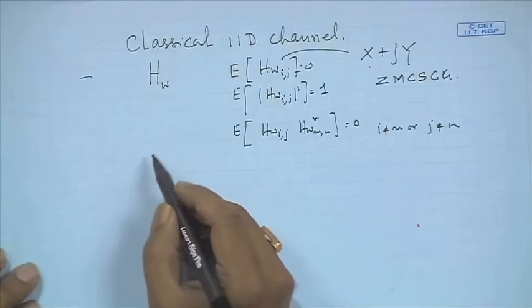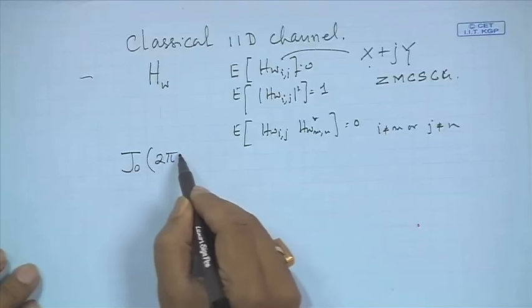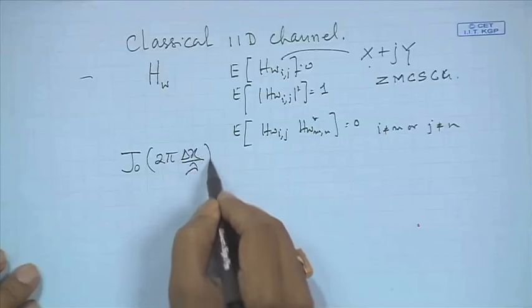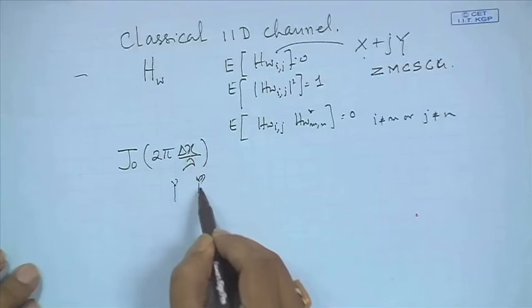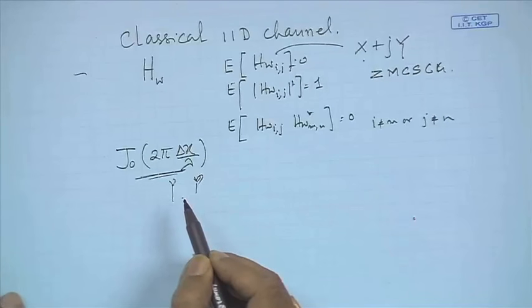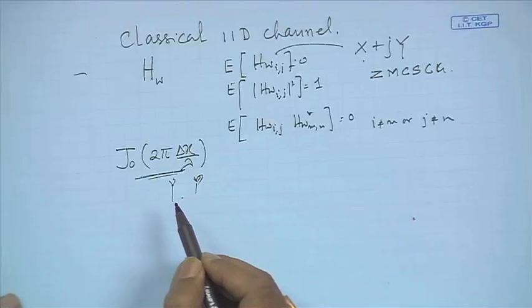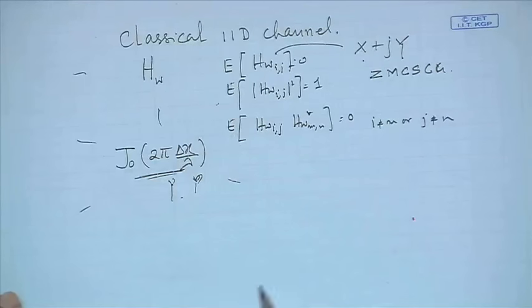The first kind of spatial correlation we studied was with J0 of 2 pi delta x by lambda, which basically shows that if the two antennas are separated by a certain distance delta x, the correlation falls as a function of delta x with respect to lambda in this fashion. And this is for uniform scattering, that means signals coming from all directions.